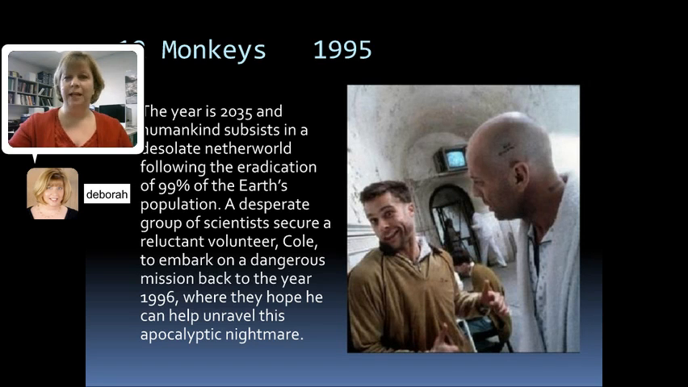12 Monkeys was a movie that came out around 1995 and starred Brad Pitt and Bruce Willis. The movie takes place in the future in 2035, where a terrible apocalypse has happened that has wiped out about 99% of human population. Bruce Willis embarks on a mission to go back into the past to the year 1996 to see if he can figure out what happened and how to prevent this apocalypse from occurring. Instead of going back, though, he lands in the middle of an insane asylum in 1996 and has to try to unravel the situation from there.